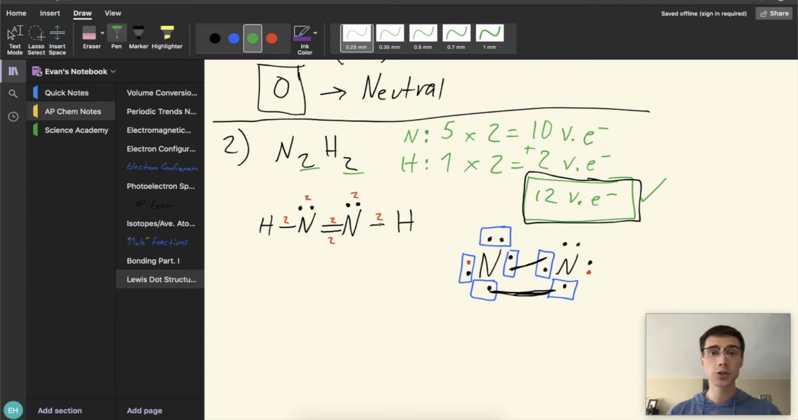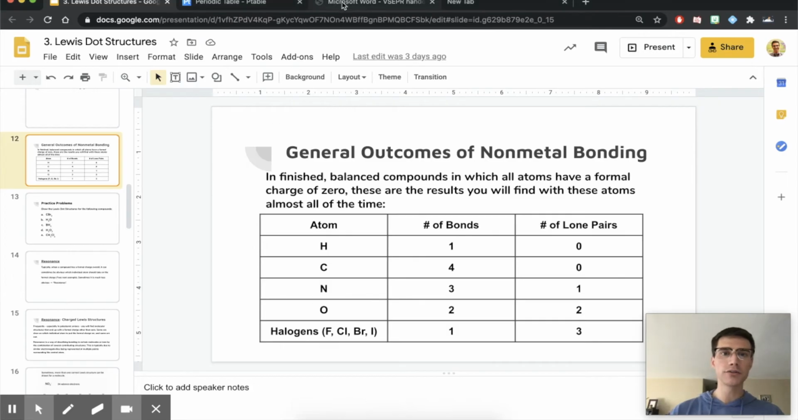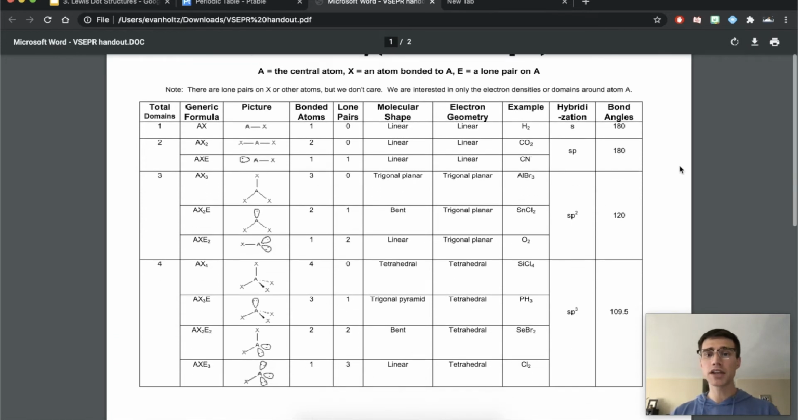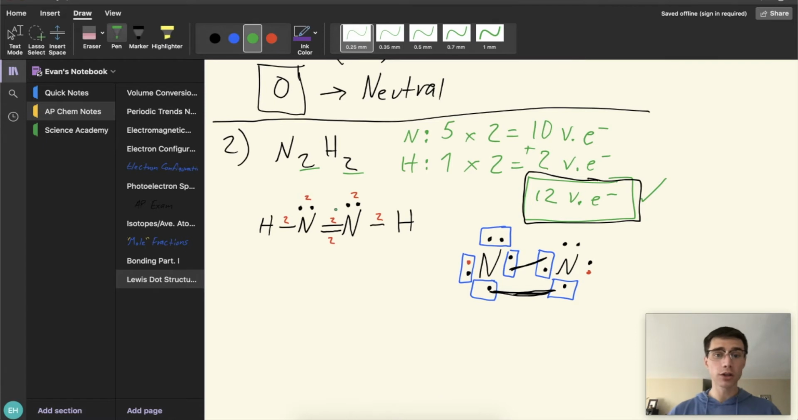Now again, hydrogen only wants to form 1 bond because it has 2 spots for valence electrons in its energy level. Now, let's take a brief look at some VSEPR structures and see if we can figure this out. Now, when we're looking at this VSEPR chart, we need to keep in mind that this is really meant to analyze molecules that have a central atom.